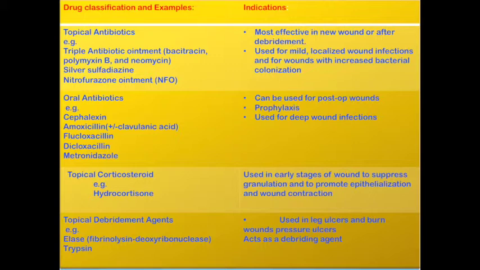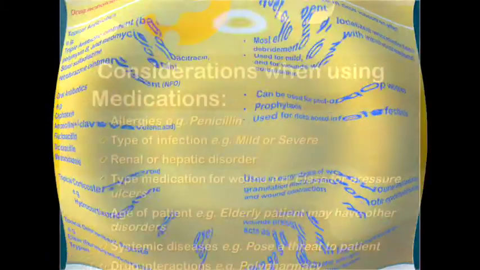Antibiotics. Oral antibiotics such as cefalexin, amoxicillin, flucloxacillin and dicloxacillin can be used for several purposes such as post-op surgical wounds, deep soft tissue infections and ulcer infections.